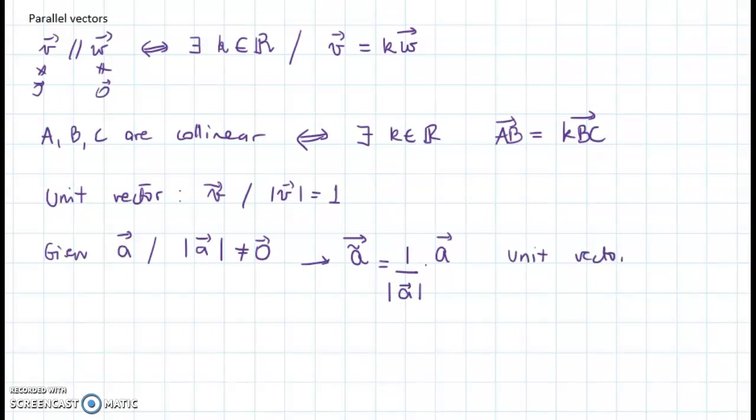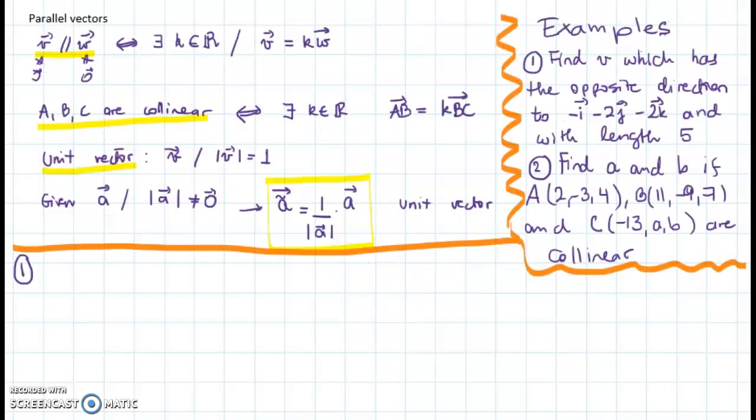And sometimes it's useful to consider a unit vector in the direction of a given vector. So let's see what we had over here. We wrote down the definition of parallel vectors, of collinear points, a unit vector, and we defined a new vector in the direction of a given one, but with magnitude 1. Let's look at an example of how we apply these concepts.